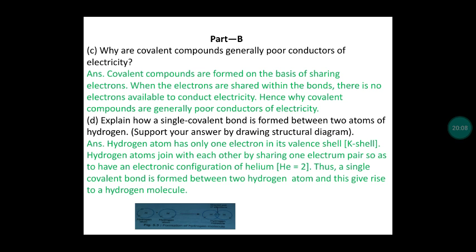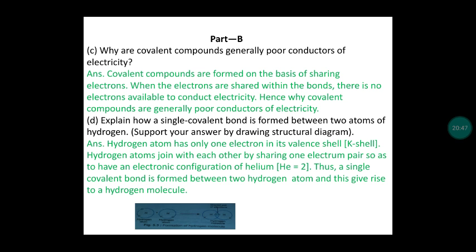Explain how a single covalent bond is formed between two atoms of hydrogen. Support your answer by drawing a structural diagram. Hydrogen atom has one electron in its valence shell, that is the K shell. Hydrogen atoms join with each other by sharing one electron. This will be an electron pair. The spelling is wrong here, electron pair, so as to have an electronic configuration of helium.